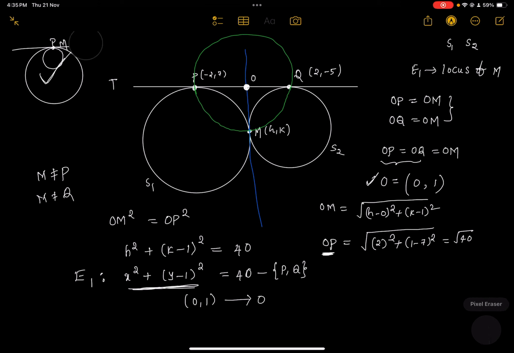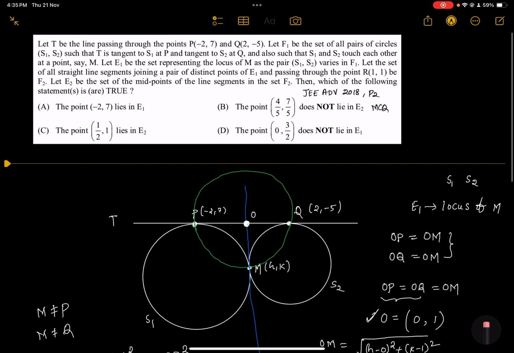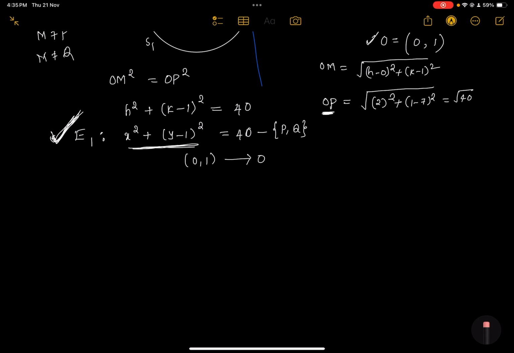If the two circles are touching each other externally, P can never be equal to M. But E1 is the locus of M, so P should not lie on it and Q also should not lie on it. If we go to the options, the first option says point (-2, 7) lies in E1. So (-2, 7) is clearly P. P lies in E1 is what the first option says. So that is wrong. So option A is wrong.